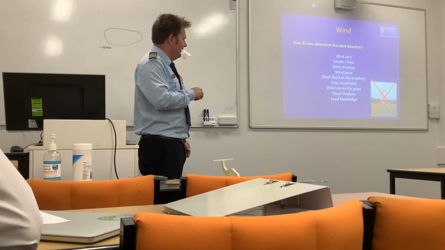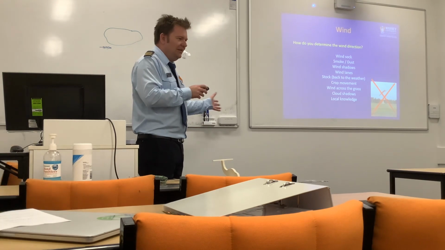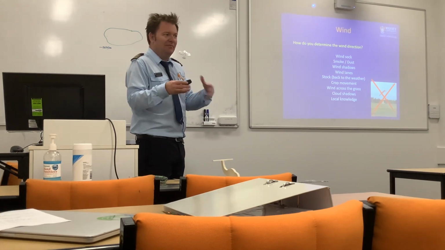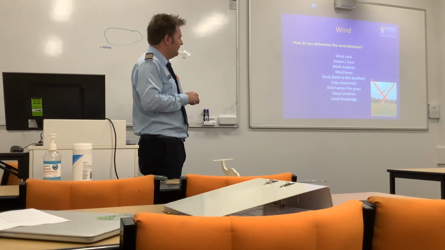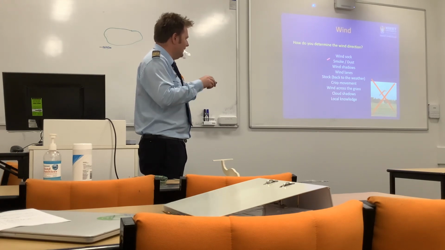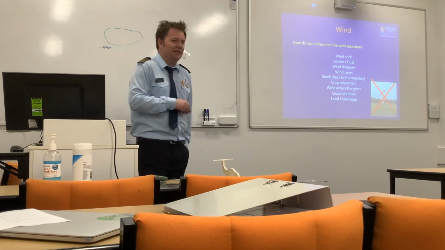So some stock, particularly in really gusty conditions, might go into a sheltered part of the paddock or something like that. You can maybe identify where the wind is coming from. All of this stuff, cloud shadows, it's all great stuff, local knowledge, but the main thing you're going to be looking out for is smoke and dust.